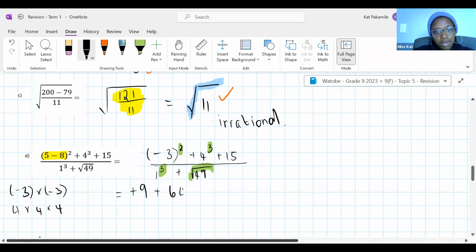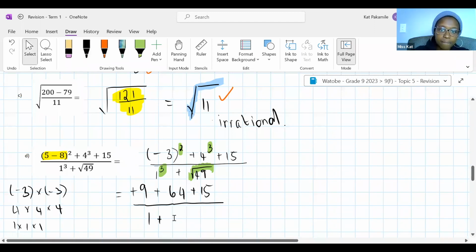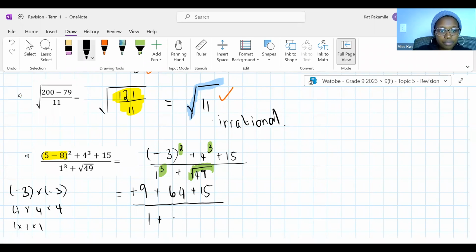Plus 15. You can't do anything with the 15. That's just a number. And now we have 1 cubed. What's 1 times 1 times 1? 1. Plus, what is the square root of 49? 7. See, it wasn't that bad.